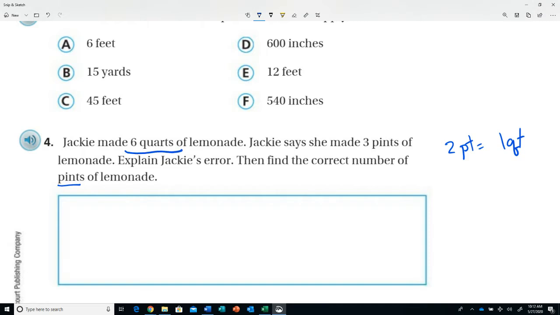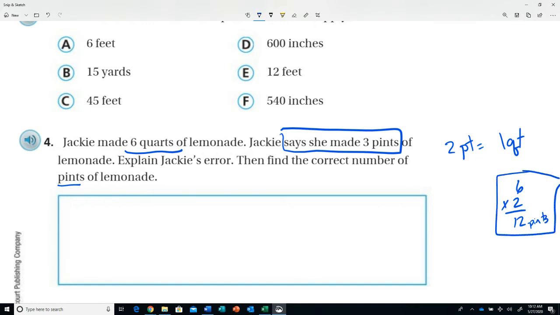She made 6 quarts of lemonade, but she says she only has 3 pints. So what she really has is 6 times 2. She has 12 pints. And that's going to be part of your final answer.